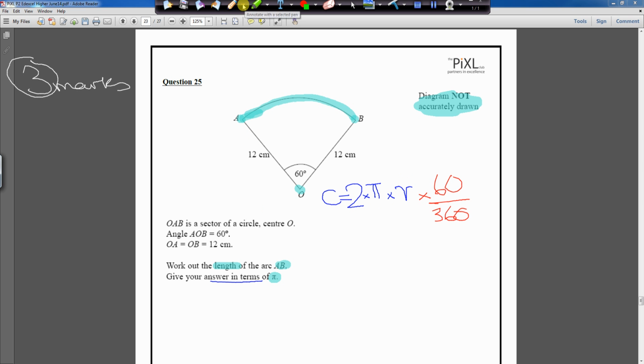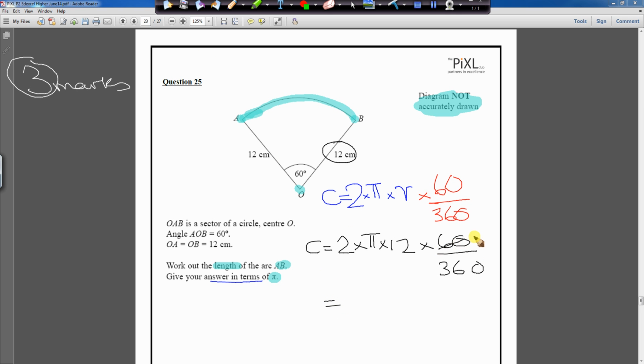So let's move on. Now let's start putting some values in and start simplifying it. Circumference is 2. We leave the pi in there because it's going to be in terms of pi. We times that by the radius. The radius is 12. Here's the radius here. The radius is 12. And then we multiply that by the 60 over 360. Now, what we need to do is simplify all of this and take into consideration that the pi must stay there.